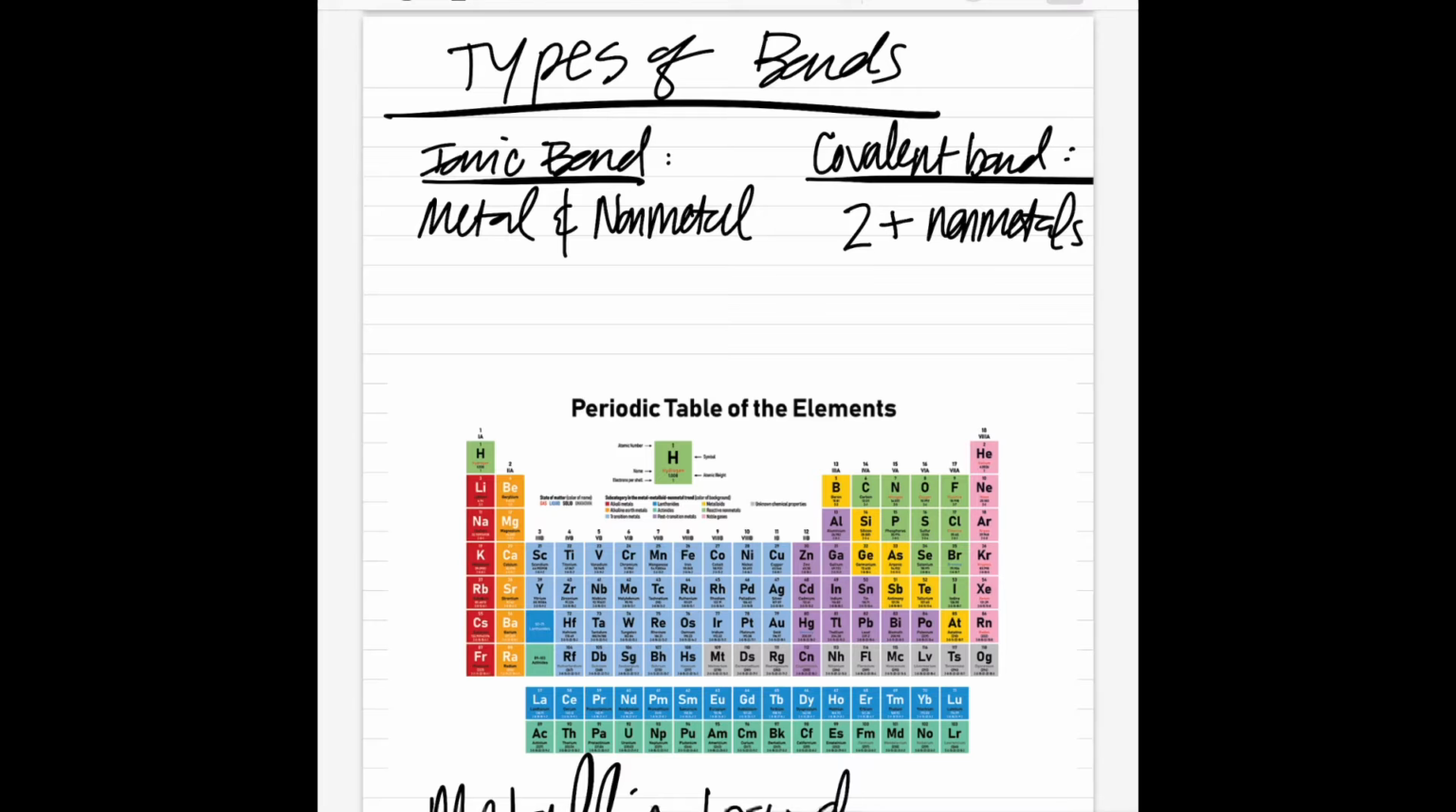But let's go into the different types of bonds. So everything that we have done up until this point is called an ionic bond. That's when you have a metal and a nonmetal together. So let's talk about metals and nonmetals for a minute. So on the periodic table, there is a stair step that looks like this.